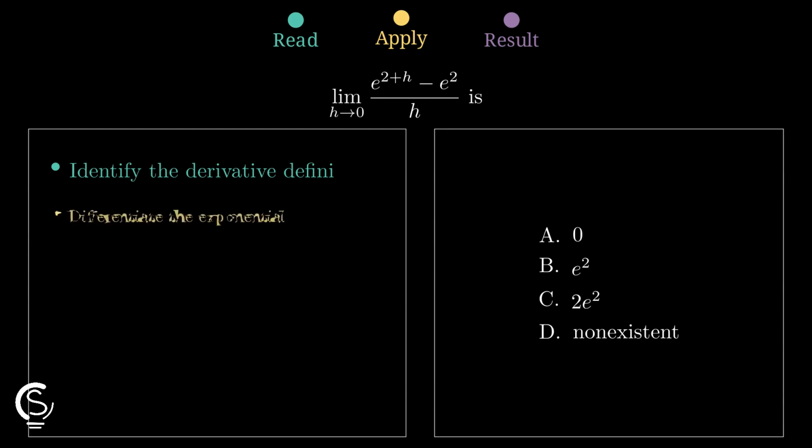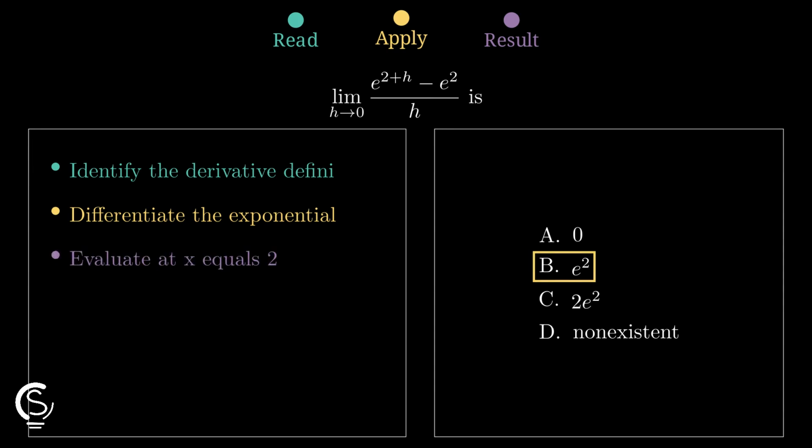Finally, plug in x equals 2 to find the value. This gives e squared, making option B the correct choice for this limit problem.